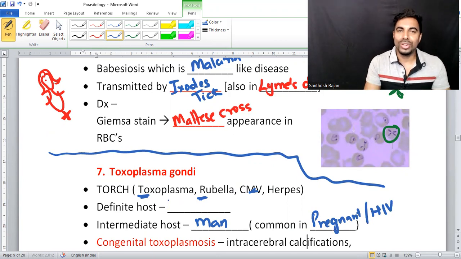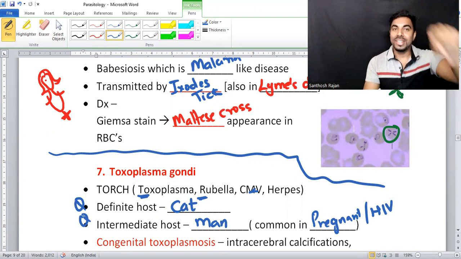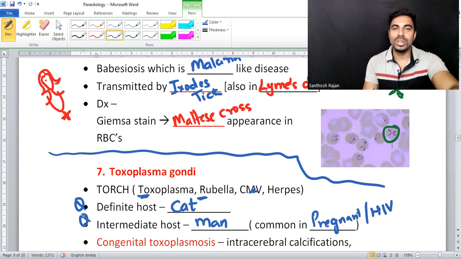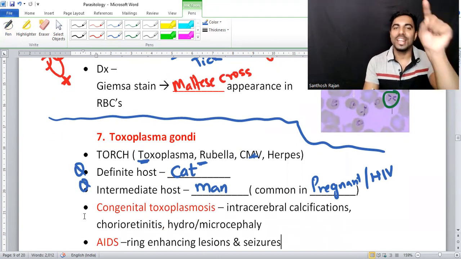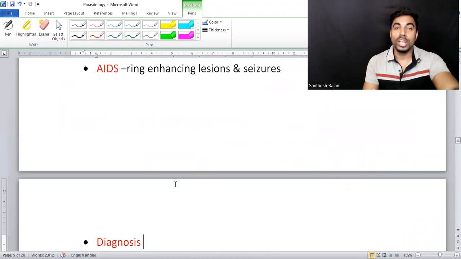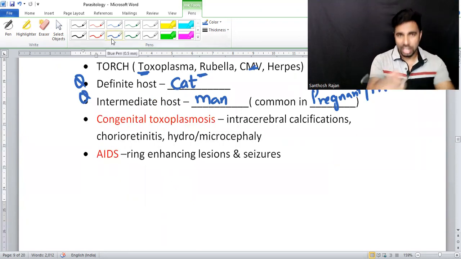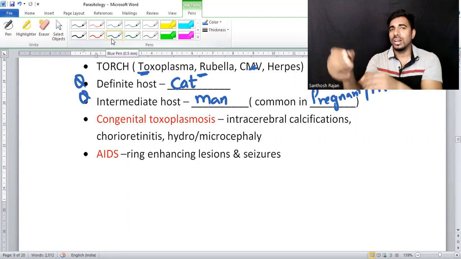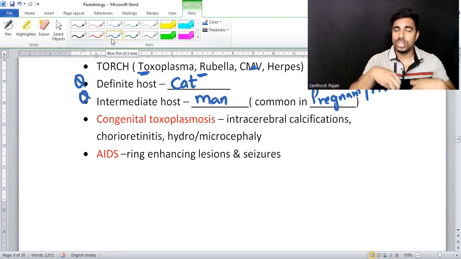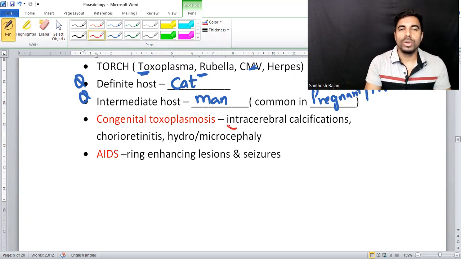And definite host is what? Your cat. That is a question. Okay, cat. Remember, in malaria, the Anopheles mosquito was the definite host. But here it is the cat because the sexual cycle happens in the cat. That's what definite host is. Intermediate host is man or pregnant woman or HIV. So if it's congenital toxoplasma, mother is having it, and if a pregnant lady accidentally picks it up, you know, the cat's litter contaminates the food or whatever, it goes inside, then the pregnant lady gets it. Then when the baby gets toxoplasmosis, what are the things you'll have?